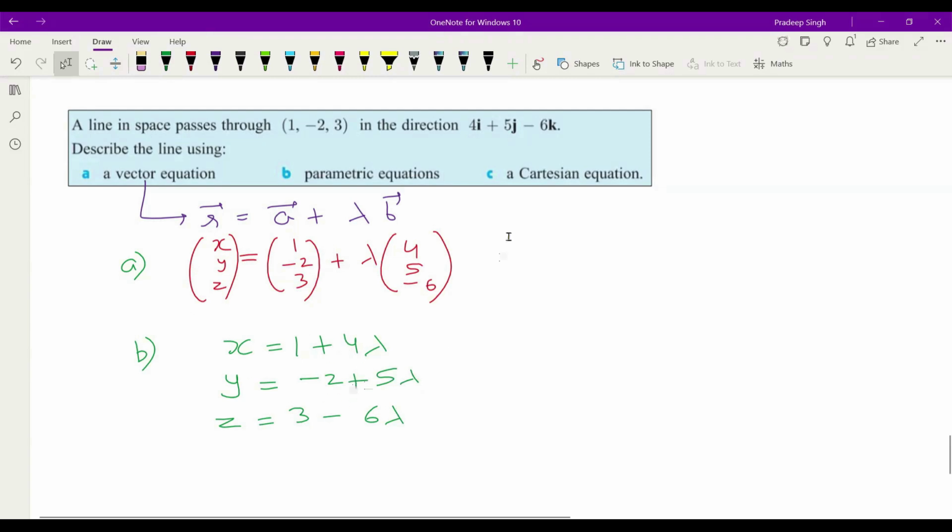And how do we convert this into the Cartesian equation? All we need to do is make lambda as the subject from every equation and then equate. So let's see. If we make lambda as the subject from the first equation, we'll get x minus 1 upon 4 equals to lambda. From the second equation it will become y plus 2 upon 5, and similarly z minus 3 upon minus 6. So this is the Cartesian equation.